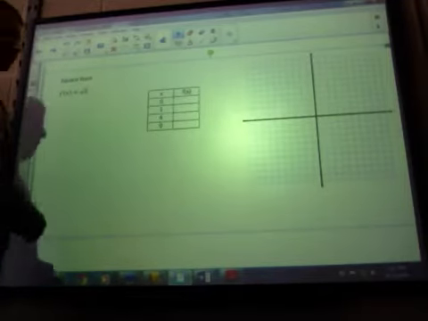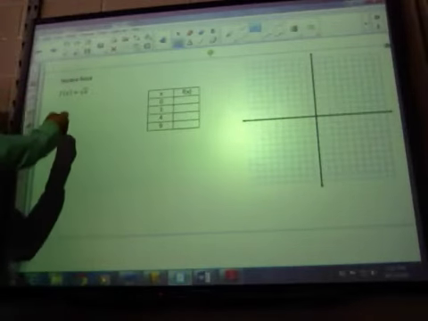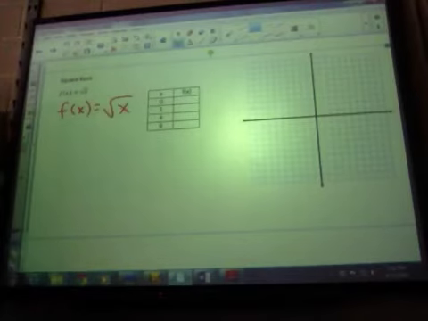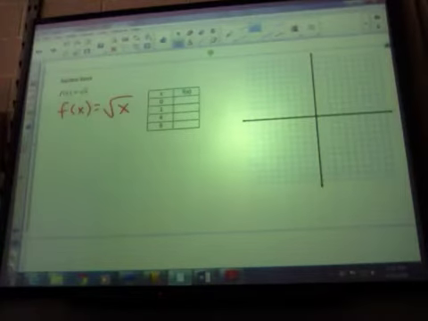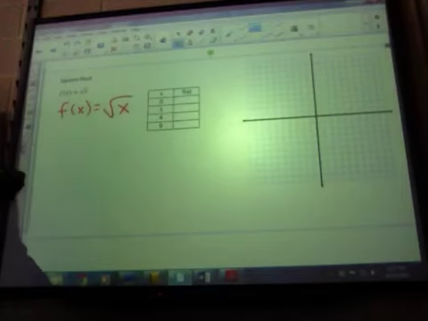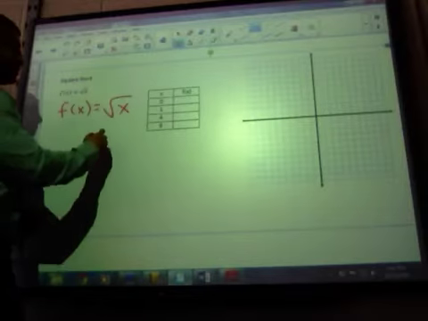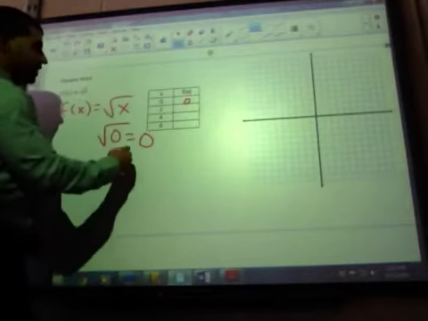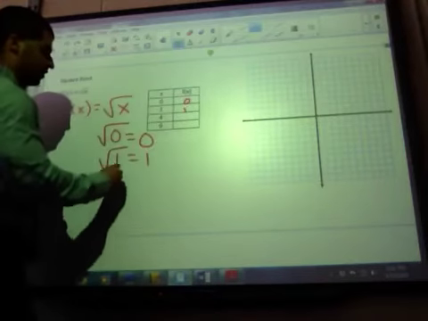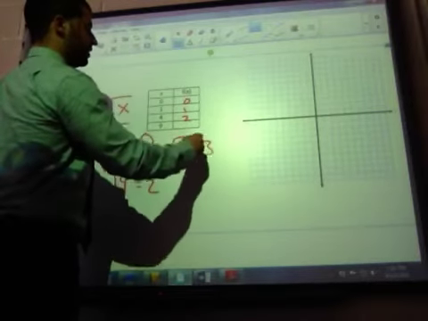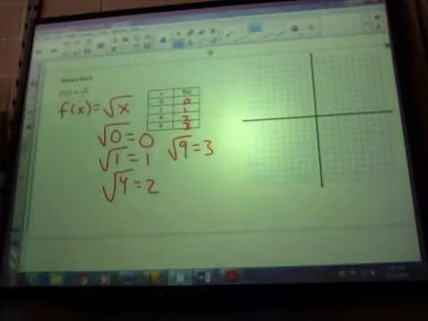Now let's look at the square root graph. Square root is the inverse operation of square, so it's not surprising that we're putting in perfect squares for x, that our x values that we're going to use are 0, 1, 4, and 9. So you put in the number, you take the square root of it. Square root of 0 is 0. Square root of 1 is 1. Square root of 4 is 2. Square root of 9 is 3. So it's easiest to use perfect squares for your x values when you're doing the square root function.